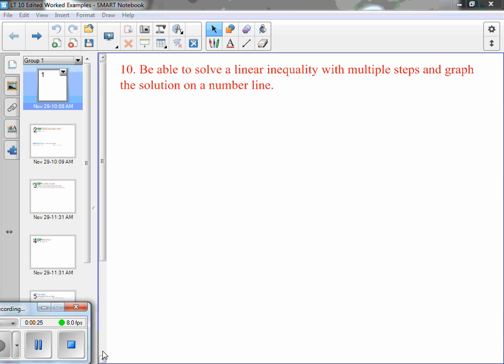If you multiply both sides by a negative number, you have to flip the inequality sign. If it was a greater than, you change it to a less than. If it was a less than, you change it to a greater than. And if you divide both sides by a negative number, you flip the inequality sign. Greater to less, less to greater.